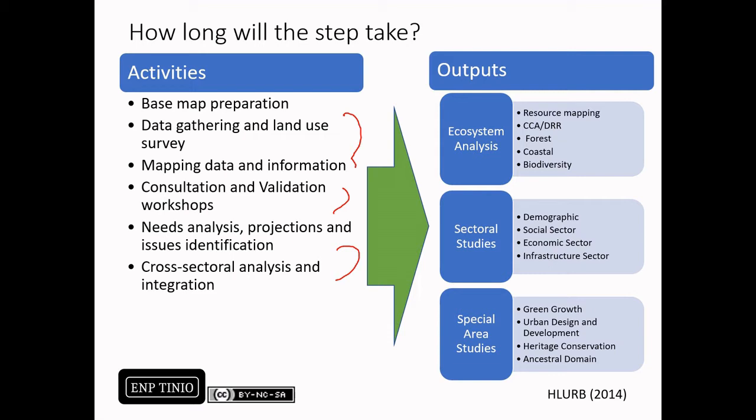Issues like political, social, and cultural are included in step 4. Towards developing analysis of the environment, analysis of different development sectors including social, economic, infrastructure, and institutional, and if the local government has the adaptive capacity, special area studies including green growth, urban design, and ancestral domain.